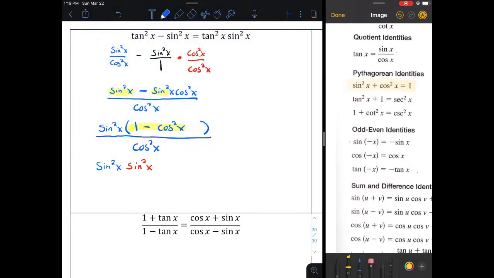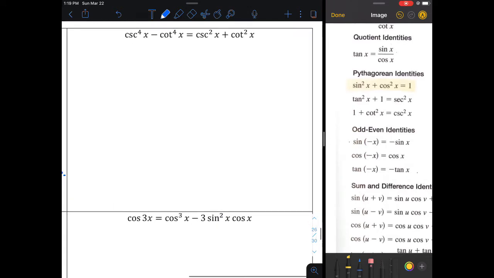Now, the multiplication part here is I'm going to put that cosine squared up underneath the sine squared. And lastly, sine squared over cosine squared is tangent squared, times sine squared x. And that is my right-hand side, so proof completed.